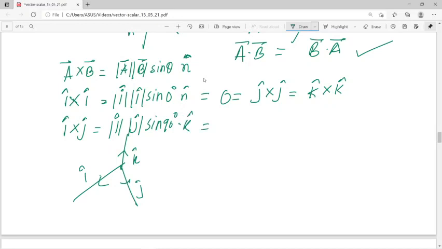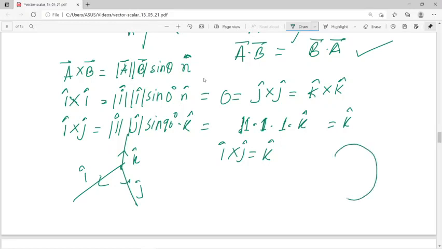So what is the result? Magnitude of I cap is 1, because we know unit vector magnitude is 1, magnitude of J cap is also 1, sine 90 is also 1, and the K cap. So the answer is K cap. So I cap cross J cap will give you the result K cap.